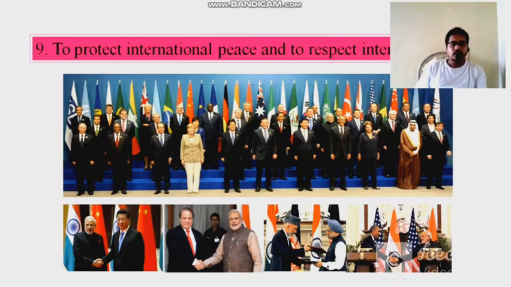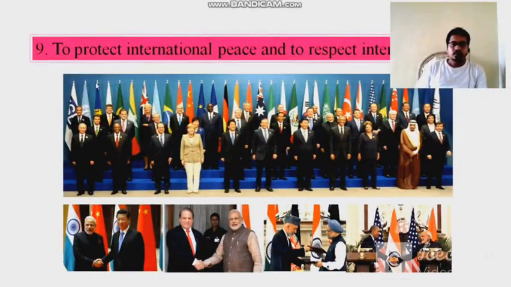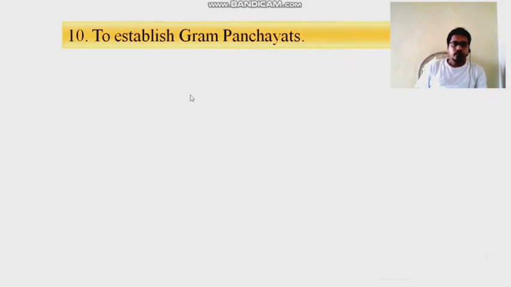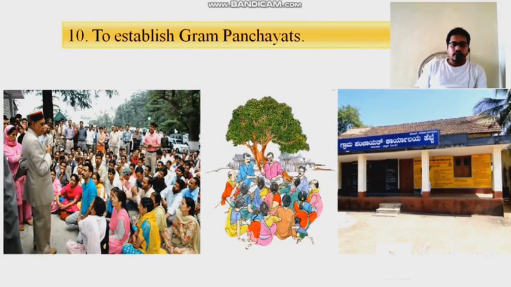Next one, to protect international peace and to respect international law. We should protect international peace and respect international law. Usually, when we travel from our country to another country, we require a visa. A visa is a permission given by the country where we are going to travel. By getting a visa, automatically we are following their law. Here, it is our responsibility to protect international peace.